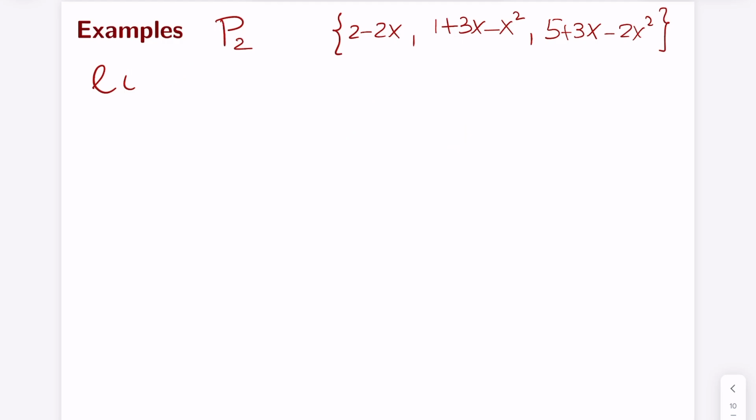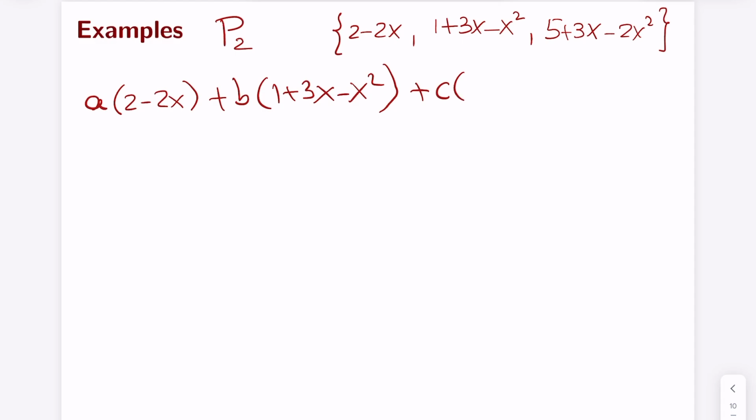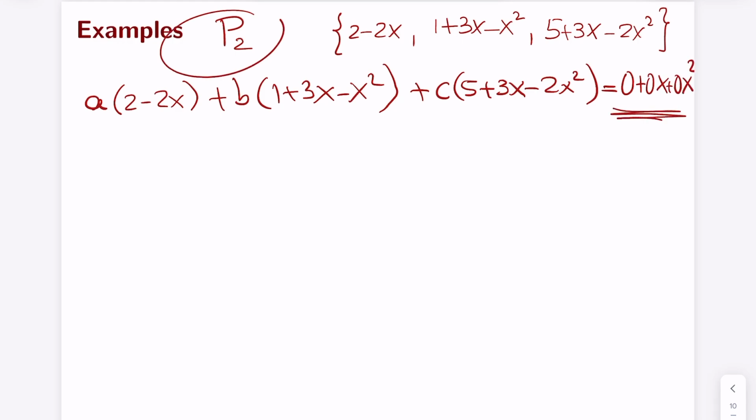Okay, so in order to decide if it's linearly independent, we need to make a combination of them that gives us the 0 and check if the only solution is the trivial or not. So let's do the combination. That will be a certain number, a scalar a, times the first one, another number b times the second one, plus another number c times the last one. And this should be equal to the 0 polynomial, which is 0 plus 0x plus 0x squared. This is the 0 in P2, right? So this is the 0 vector.